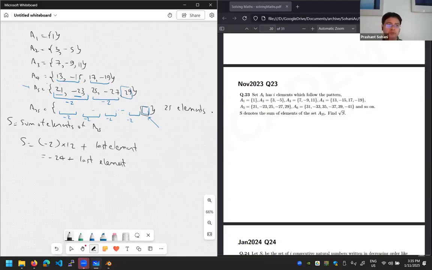Okay, then how do we find the last element? If I now look at just the last elements of all the sets, so if I write them in here, the last element of the first set was 1, then it was -5, then 11, -19. So these are the last elements. So I want to find the 25th element in this sequence.